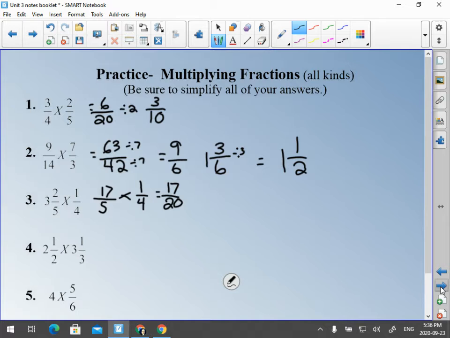2 times 2 is 4, plus 1 is 5 out of 2. And 3 times 3 is 9, plus 1 is 10 out of 3. Then I'm simply multiplying. 5 times 10 is 50. 2 times 3 is 6. This is an improper fraction.